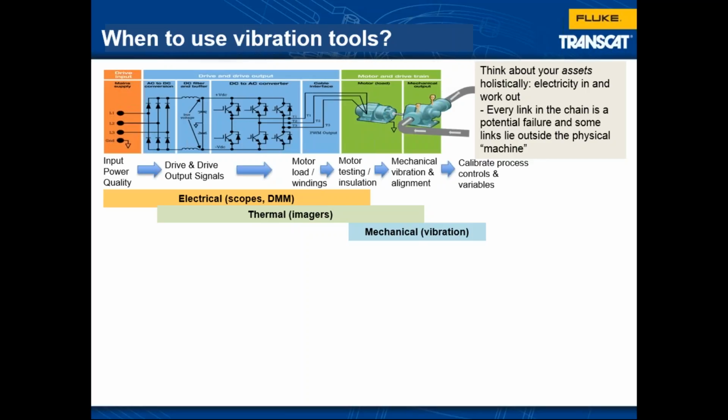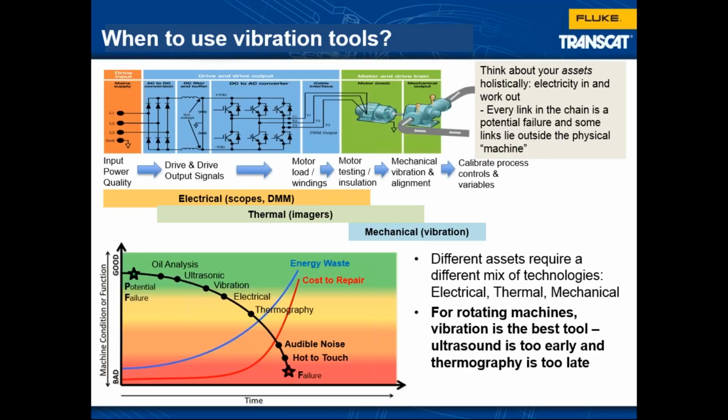We may need to use electrical type tools to look for electrical faults. So think about scope meters and digital multimeters. On the rotating end, we're going to use mechanical, vibration, and laser alignment. And then thermography is used to cover both electrical and mechanical rotating machines. So, what tool do I use? Which one do I start with?